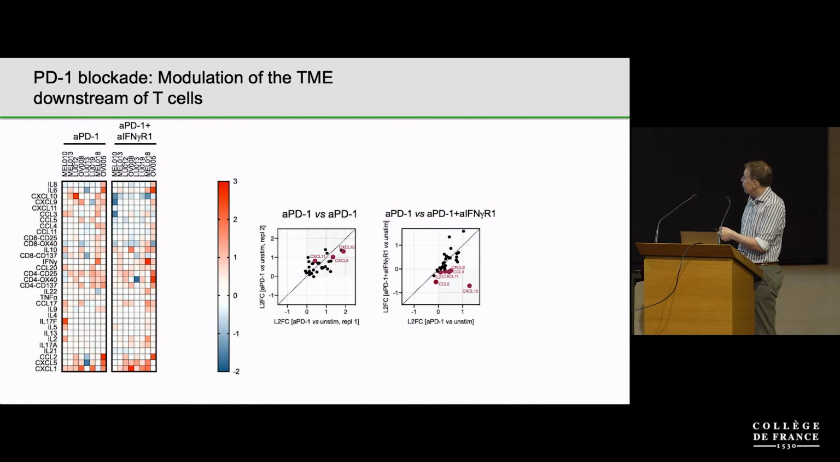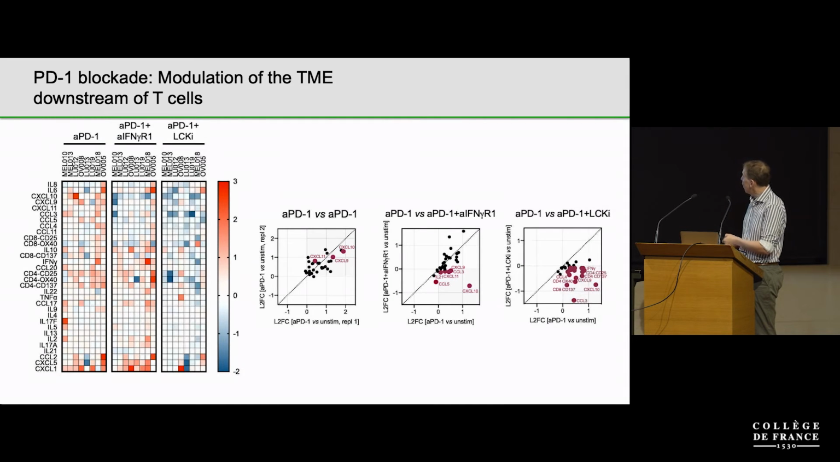So here we add an anti-interferon gamma receptor antibody, and lo and behold, what do you see? CXCL9, 11, particularly CXCL10, completely fall out. They are no longer being induced by PD-1 blockade the moment you block interferon gamma receptor signaling. So really arguing for this indirect process where you first have a wave of T cell activation and then secondary remodeling of the tumor microenvironment.